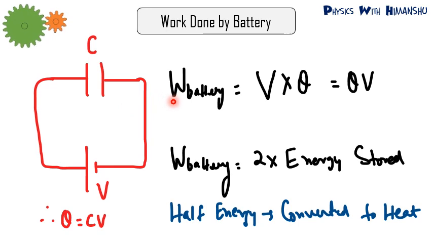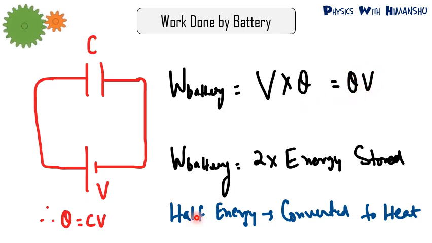So, work done by the battery. See, how much charge is there on the capacitor? Q. And from where does this charge Q come? From the battery. And what is the potential difference of the battery? V. So work done by the battery is potential difference into charge. So work done by the battery is QV.